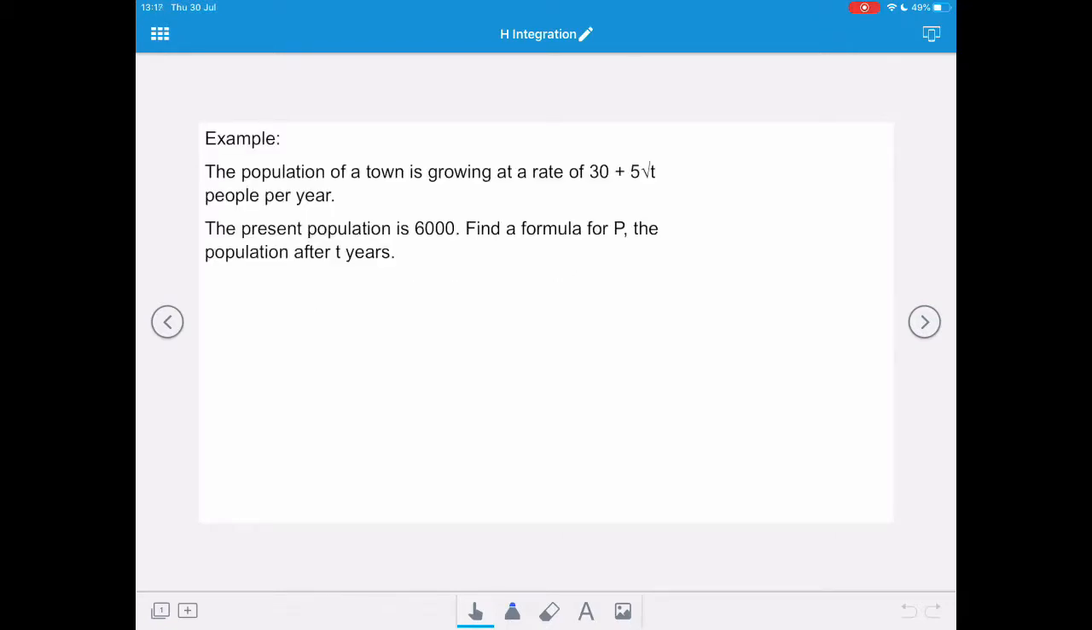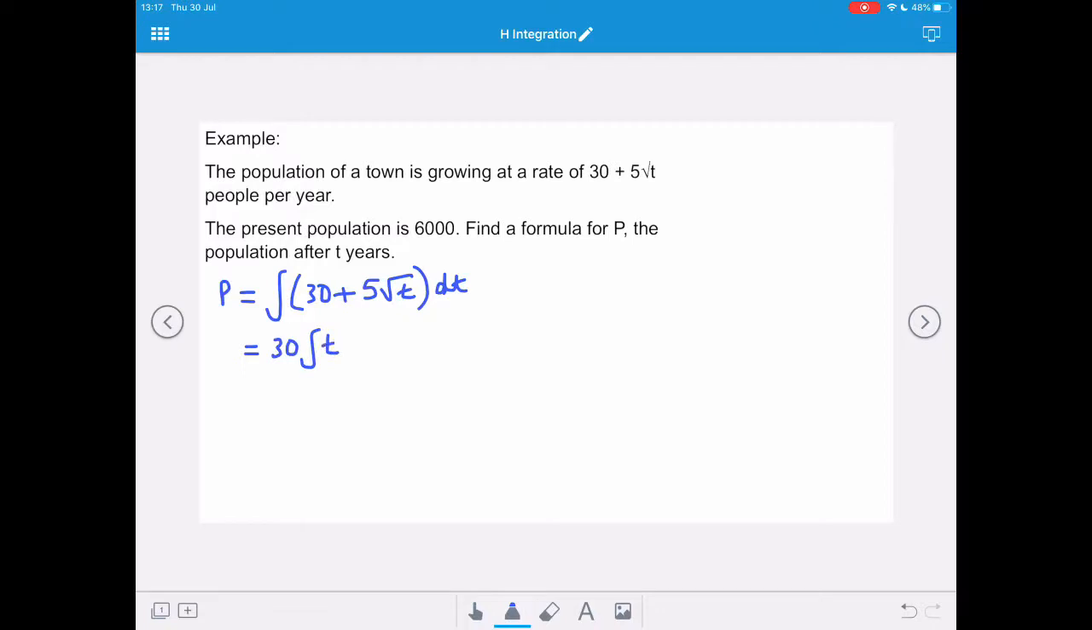So in this example, the population of a town is growing at a rate of 30 plus 5 root t people per year. The present population is 6,000. We want to find a formula for p, the population after t years. So the question gives us the rate dp by dt of 30 plus 5 root t. And in order to work out the value of p, we're going to have to integrate that 30 plus 5 root t with respect to t.